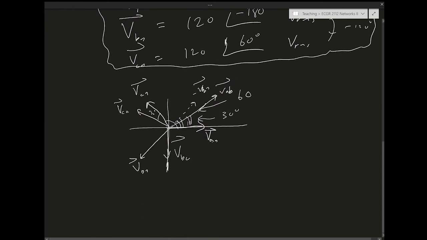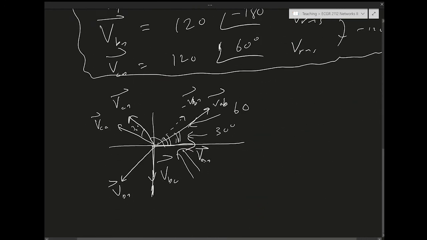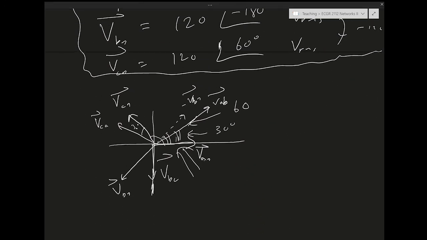But the key thing is to know the angle relationships between the line-to-line voltages and the phase voltages by doing the phasor diagram. Okay. Let's do another example.